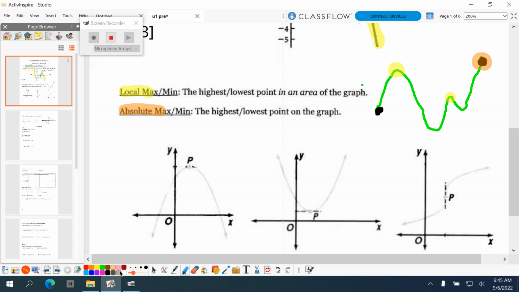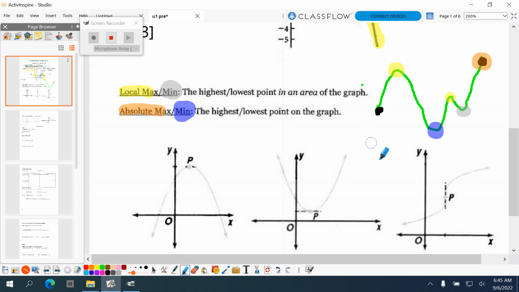Now, how do I identify the local minimums and distinguish between the local minimums and those absolute minimums? So a local minimum, it's not the lowest point, but it does form a little valley. So there's a local minimum right there. It forms a little valley actually. So peaks for maximums, valleys for minimums. However, our absolute minimum, it is literally the lowest point.